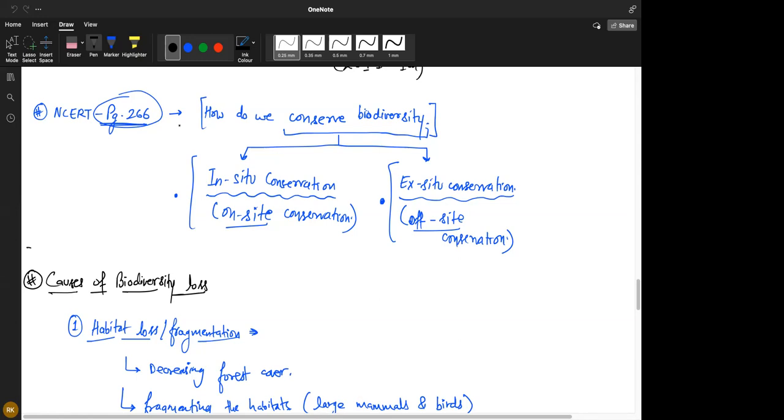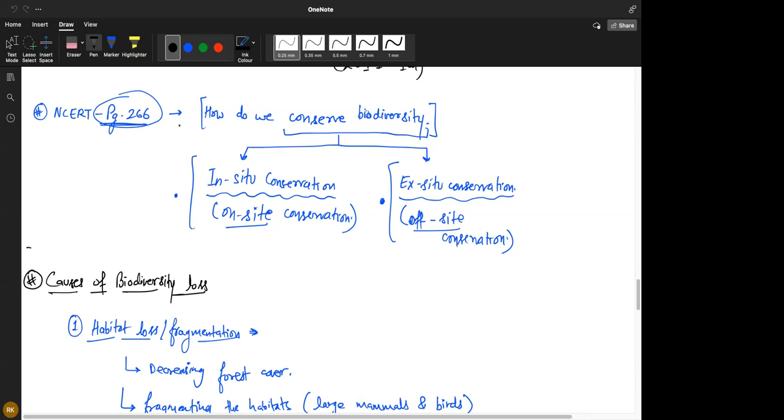And in addition to these, there are regions called sacred groves, where the indigenous people or the native people also help the authorities in this work. Okay, this is how in situ conservation is done.